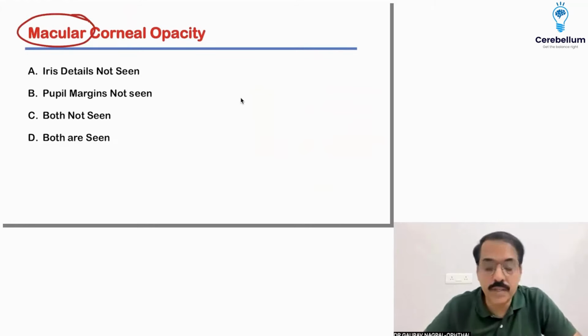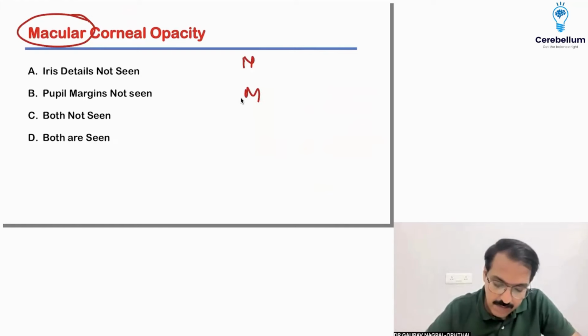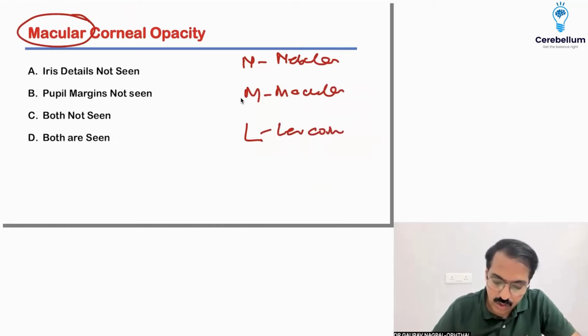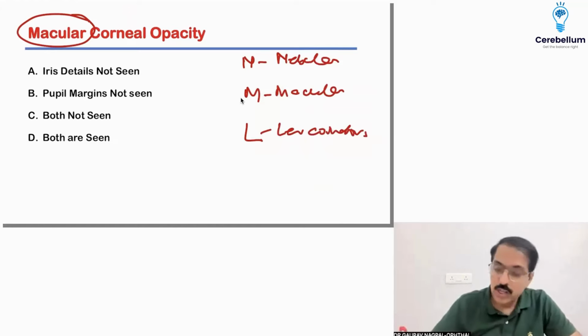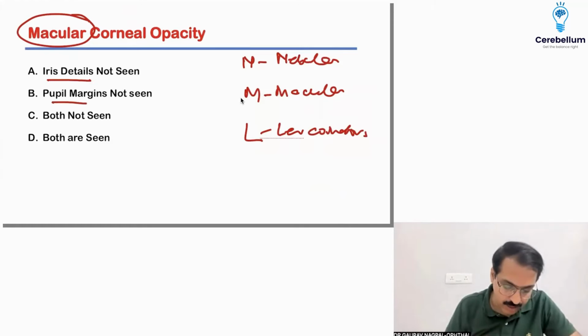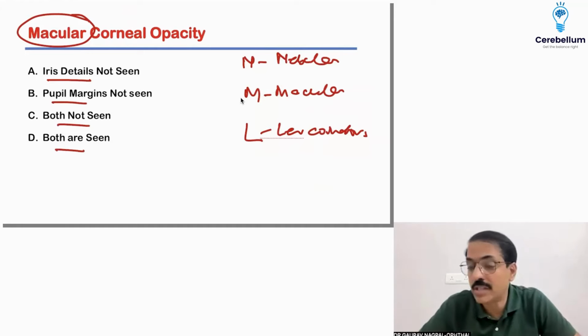Now, this question that you are all talking about: macular corneal opacity. There are 3 types of corneal opacities: nebular, macular, and leukomatous. So these were the choices: iris not seen, pupil margin not seen, both not seen, both seen. Were these the choices? Please tell me.